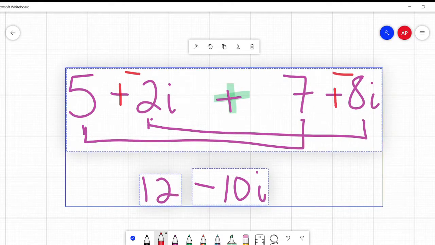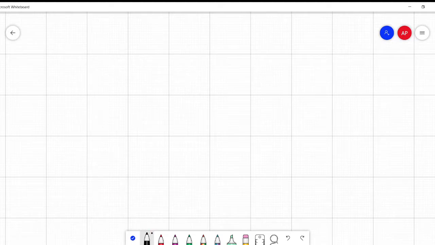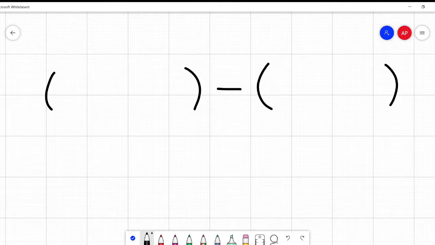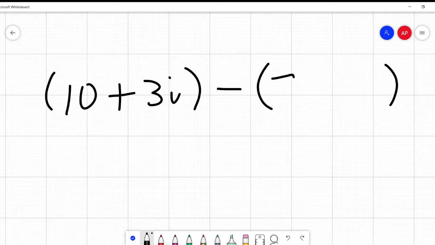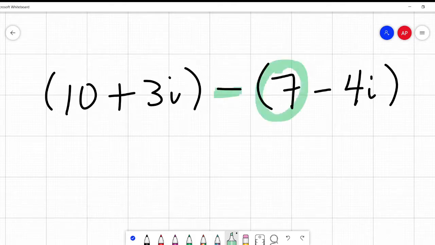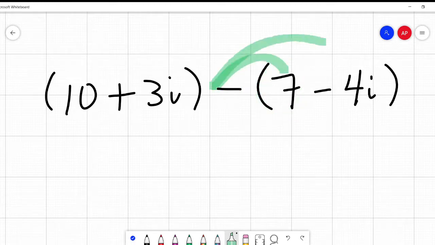The only real thing you have to watch out for is when they put the minus in between the parentheses. When you have something like, let's say, 10 plus 3i minus 7 minus 4i. Something like that. You go, whoa, there's a minus there. Does that change things? It does. It's not a huge change, but just be careful. This minus does not mean just minus 7. It means minus 7 and also minus a negative 4i.